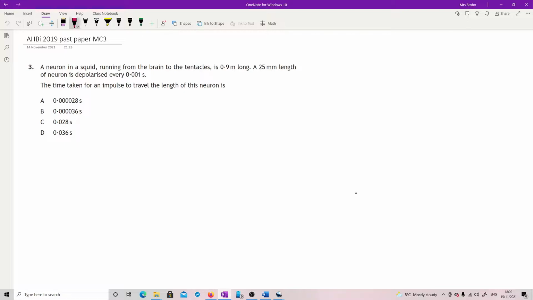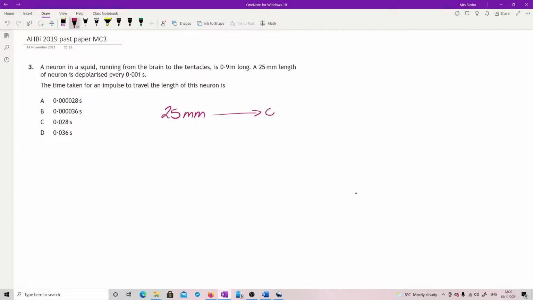Question 3. We're looking for a neuron in a squid running from the brain to the tentacles, 0.9 meters long. A 25 millimeter length is depolarized every 0.001 seconds. What is the time taken for an impulse to travel the length of this neuron? I thought this was actually okay once I'd read it through a couple of times. The first time I was kind of looking at where exactly they wanted to go. But it is actually as simple as this.